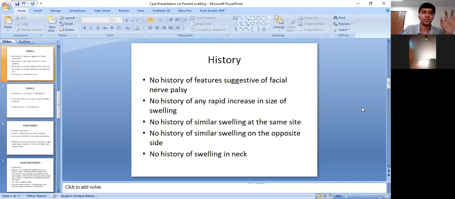And recurrences are a very bad thing. In recurrences generally you have to do a total complete excision of the gland along with maybe involvement of the facial nerve. So you have to take care that you remove the tumor with about 1 centimeter margin as much as possible, so as to prevent the chances of recurrence. That is why we ask about similar swelling at the same site. There can be a recurrent pleomorphic adenoma. This is a common thing to occur.